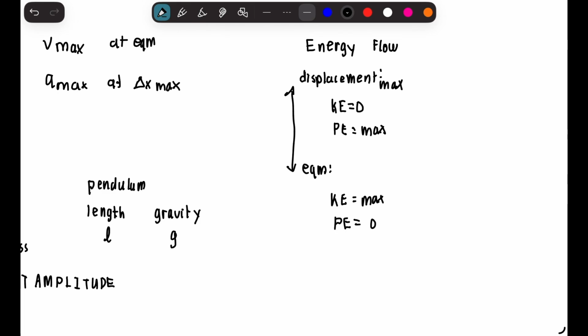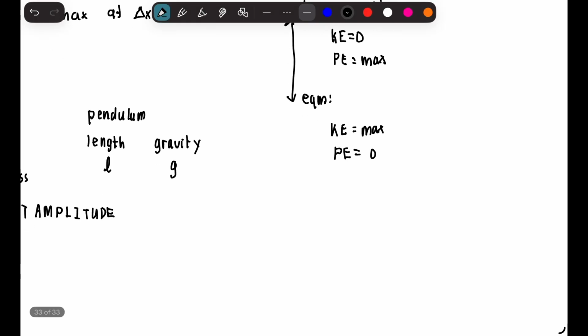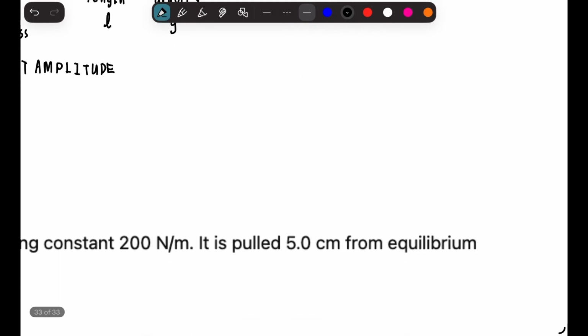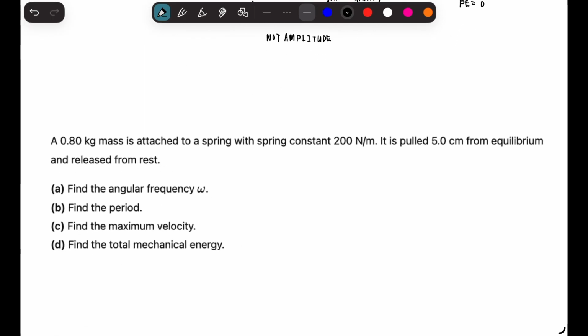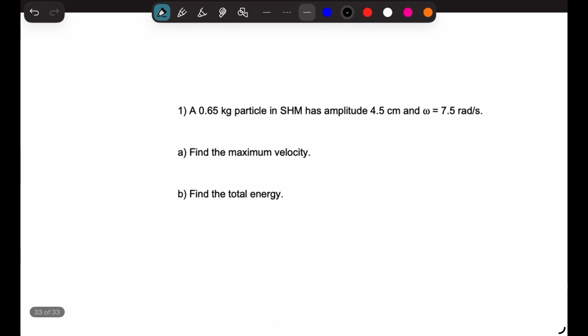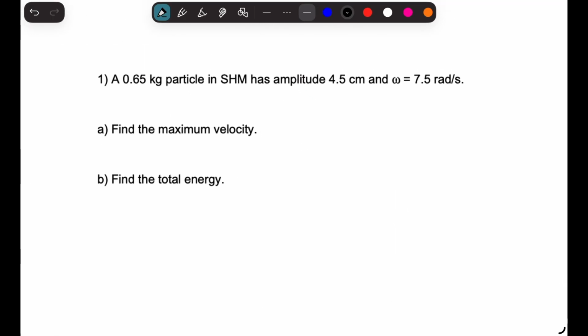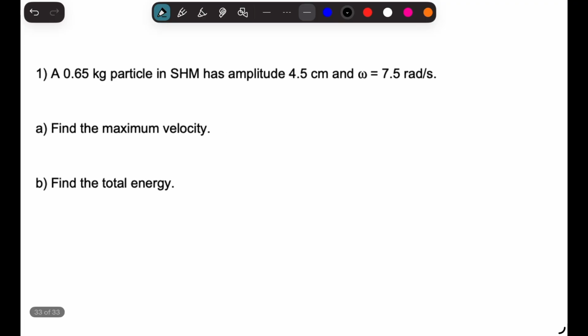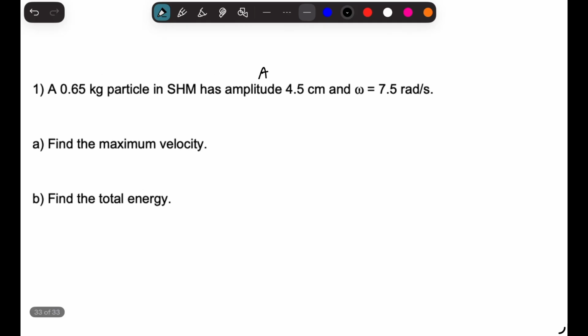Now let's solve some problems. So let's start here. A 0.65 kilogram particle in simple harmonic motion has an amplitude of 4.5 centimeters and an angular velocity of 7.5 rad per second.